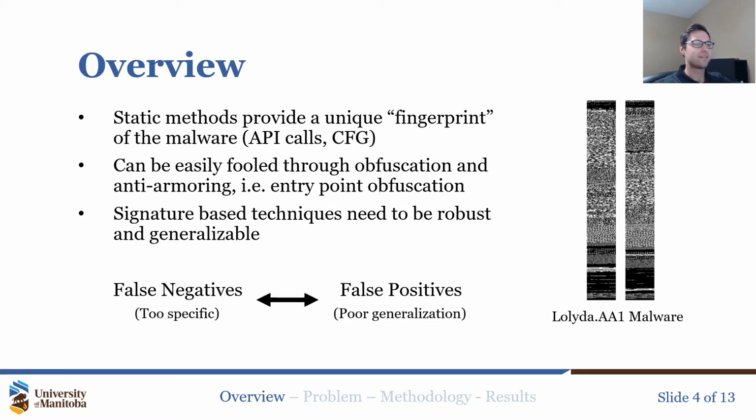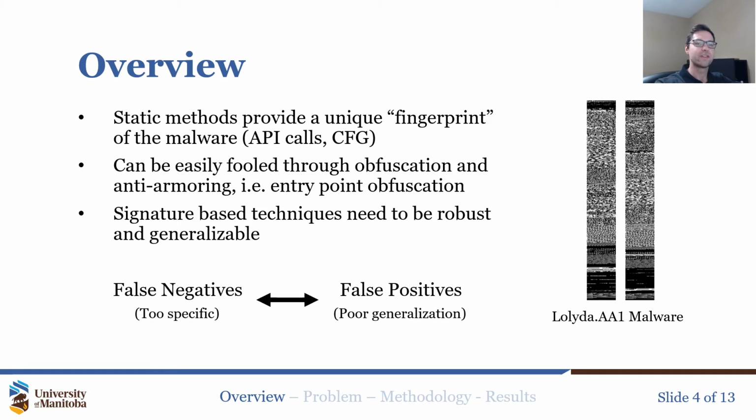Thirdly, signature-based techniques need to be robust and generalizable. So in the previous slide I was mentioning, and a little bit in this slide, about specificity. We can be too specific, but we can also be too generalizable, right? So there's that balance. Here at the bottom I have an example where you have a large number of false negatives when you're too specific, because again, you're looking only for a certain set of signatures, and slight modifications to the obfuscation will fool your techniques. And then of course you have false positives if you have poor generalization.